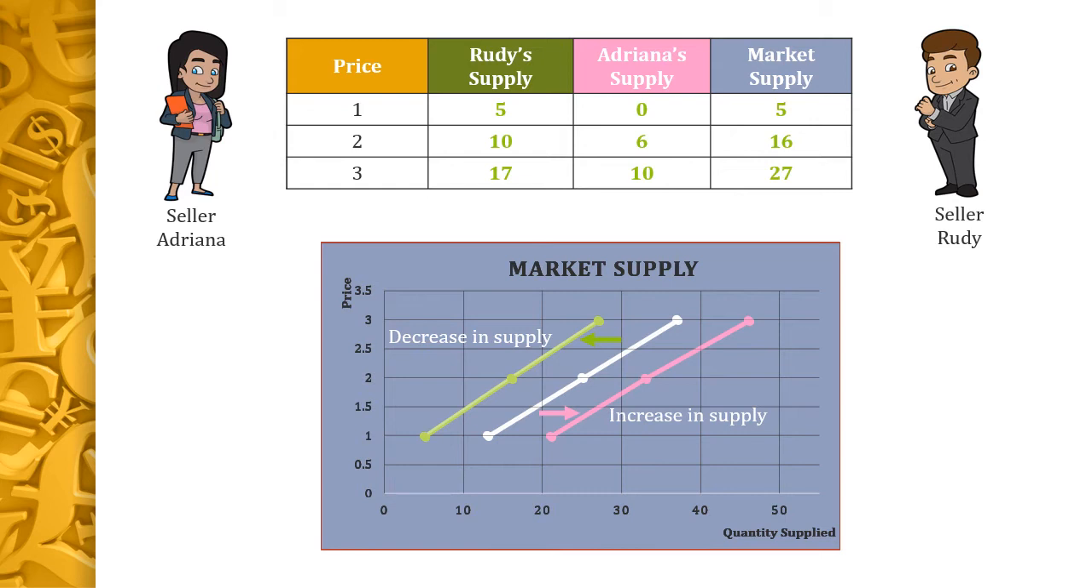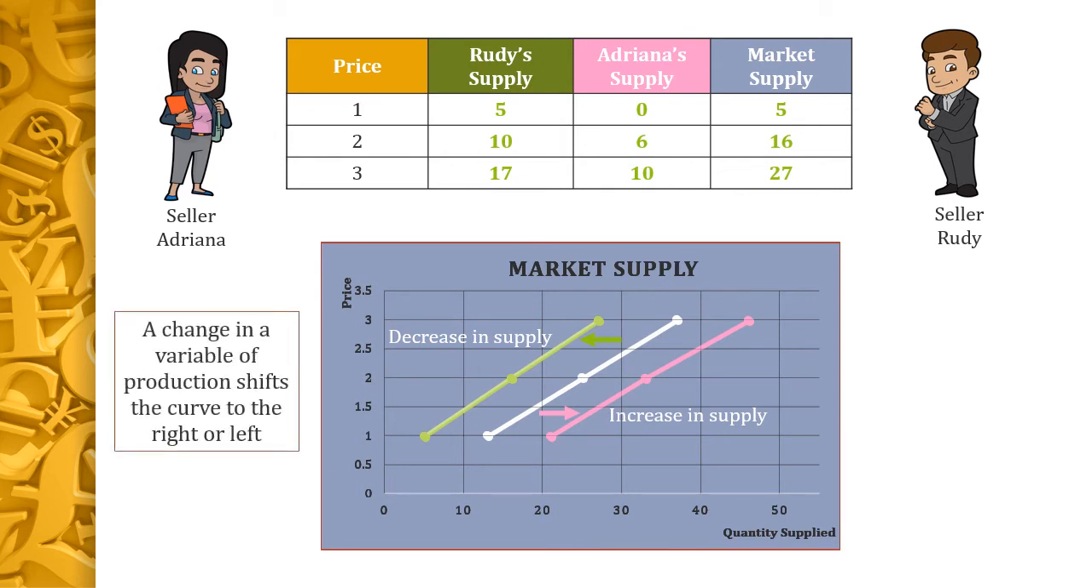So we're going to have a left-right shift, just like we had in demand. But there's going to be a slight difference with this one. Now, when we see a shift, there had to be some sort of a change in a variable of production. Something has happened to the production. Either we've had a profit increase or a decrease, and we'll go through that in just a moment, another slide. But can we have a shift up and down the current curve? And the answer is yes.